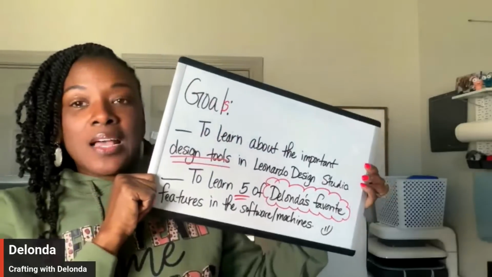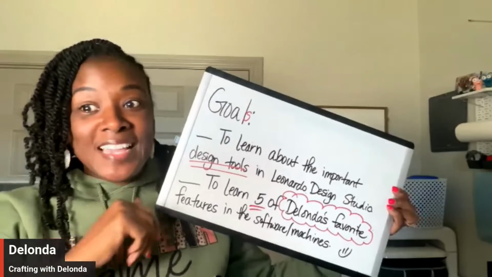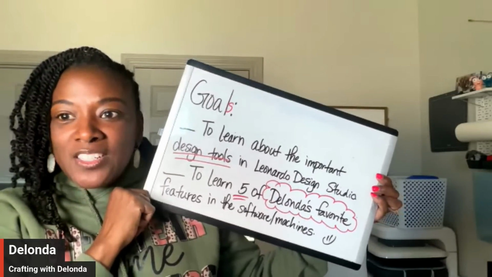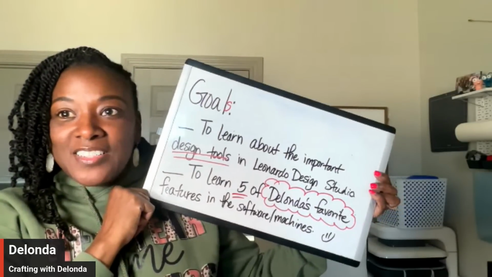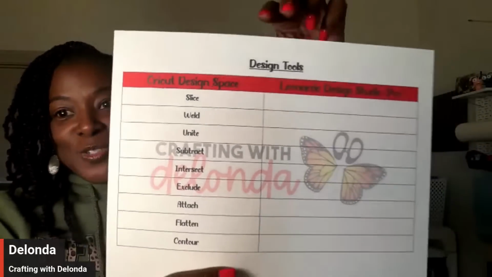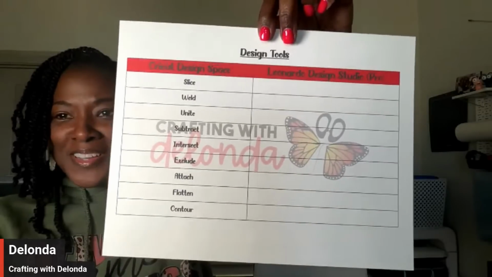We have two goals. There is a document that is linked below the video that I do want you to download because I think it will be very, very helpful for you. Okay, there's a document. It looks just like this, because we're going to go through these things. We're going to look at what these features look like in Leonardo Design Studio.